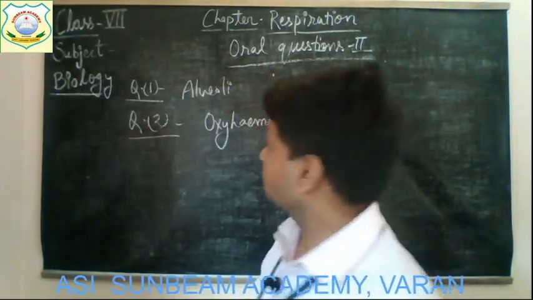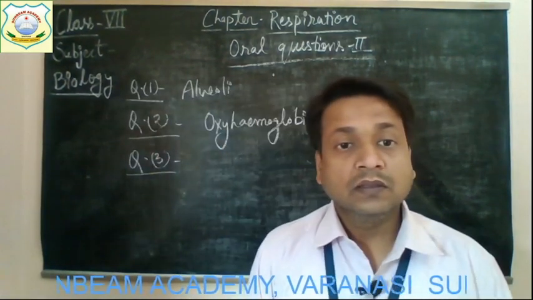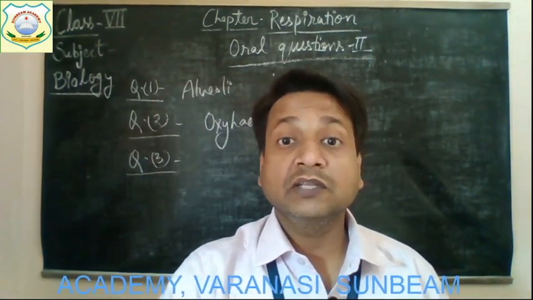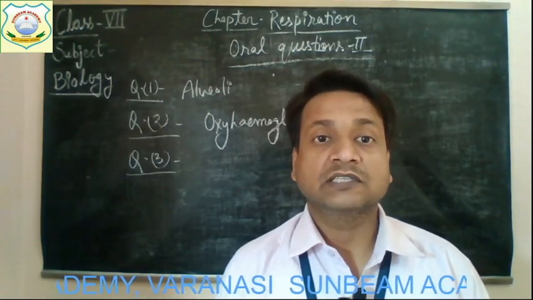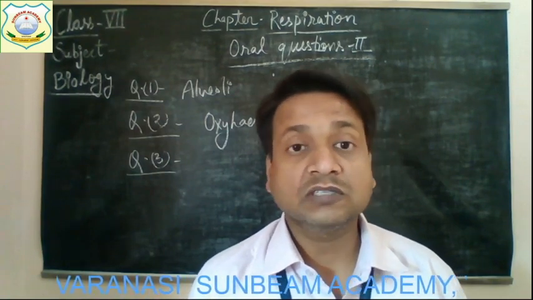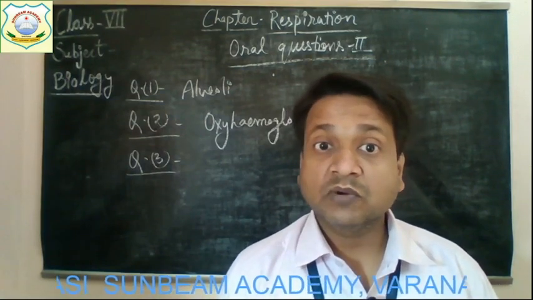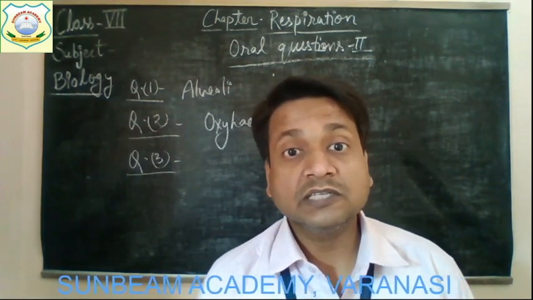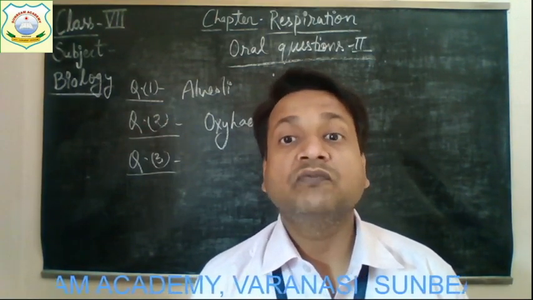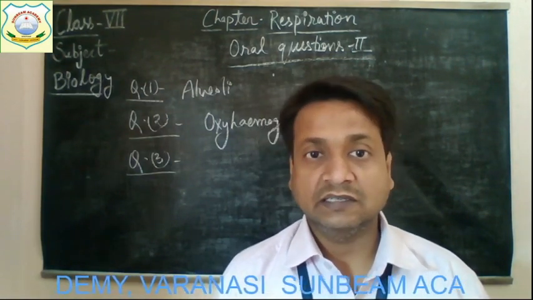Okay. Now question number 3. What process occurs during cellular respiration? Children, here you have to write down the name of the process. So the name of the process is oxidation. The oxidation process occurs during cellular respiration. And what is the oxidation process? It is a process in which sugar molecules get oxidized to form carbon dioxide and water, and give out energy. Get it?